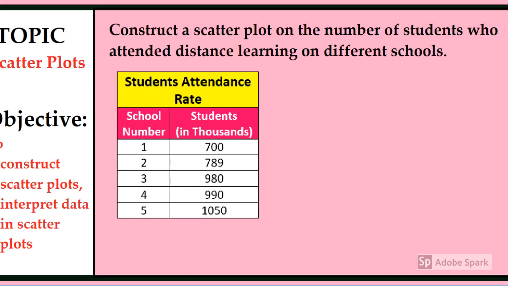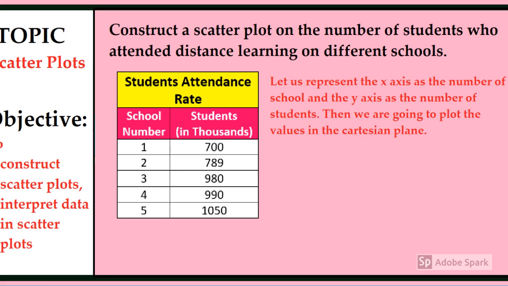Construct a scatter plot on the number of the students who attended distance learning on different schools. The table is given: the students' attendance rate, the number of schools, and the students in thousands. What are we going to do? We're going to construct a scatter plot.